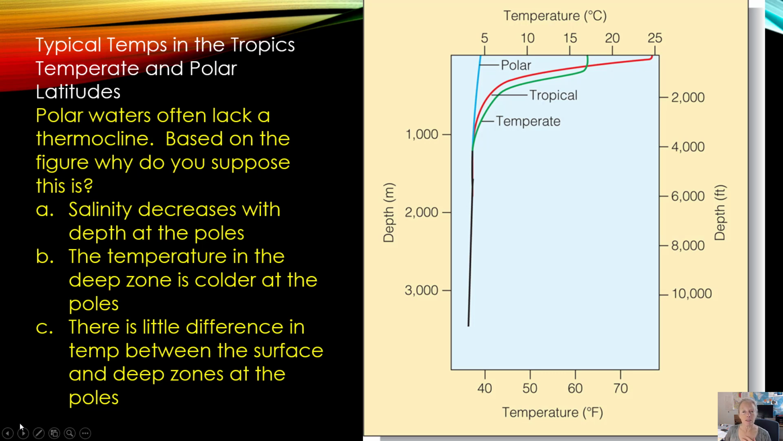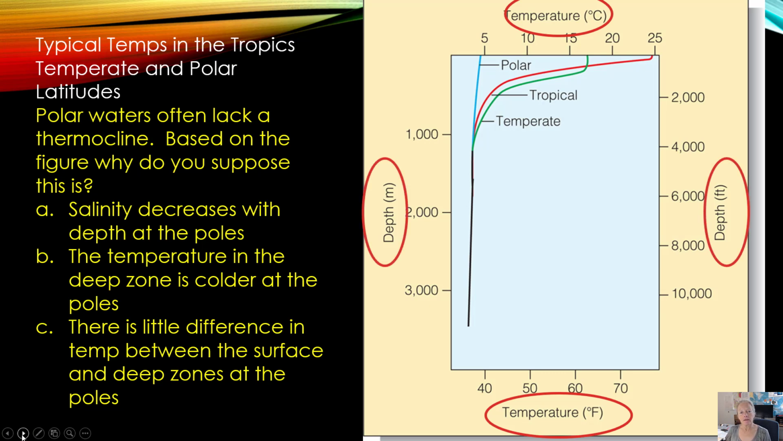So that brings us to this really neat diagram. So what is this diagram telling us? That's the first thing we've got to look for. Well, on the top and the bottom, we see we've got temperature: temperature in degrees Celsius, and temperature in degrees Fahrenheit. Okay, that's good. And on the left and the right, we have depth. Depth in meters and depth in feet.